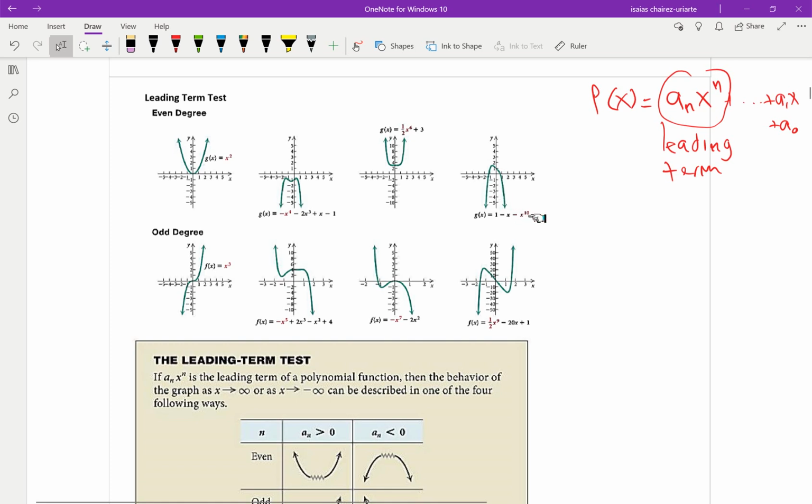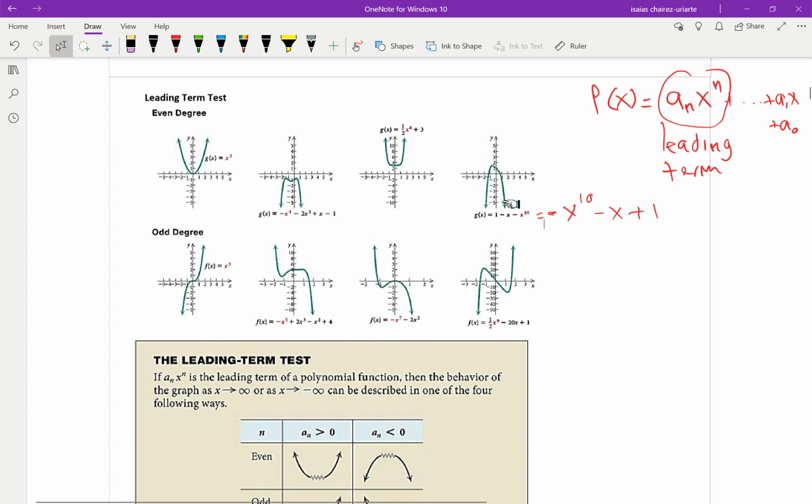And then I have this polynomial here on the right. In order to make it a little more obvious, I could have written it like this: negative x to the 10th minus x plus 1. So now it's in descending order. And it's even degree, because the exponent is even. I have a negative leading coefficient, and my polynomial looks like an upside down u.